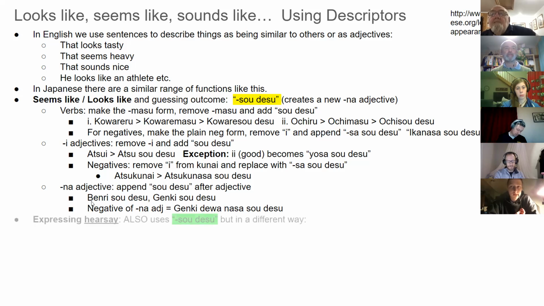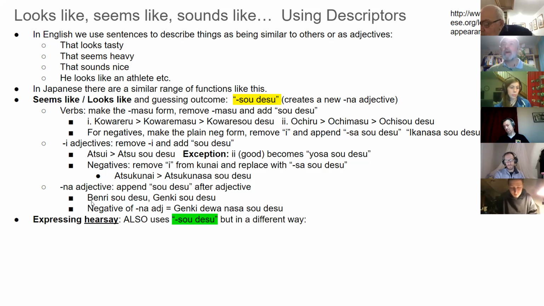Now, I've mentioned this because it is in stark contrast to the other type of "sou desu", which is when you want to express hearsay, like "I heard that tomorrow will be cold." "I heard that Rieko slept alone that evening." Not sure about Kenji, but at least Rieko slept by herself.